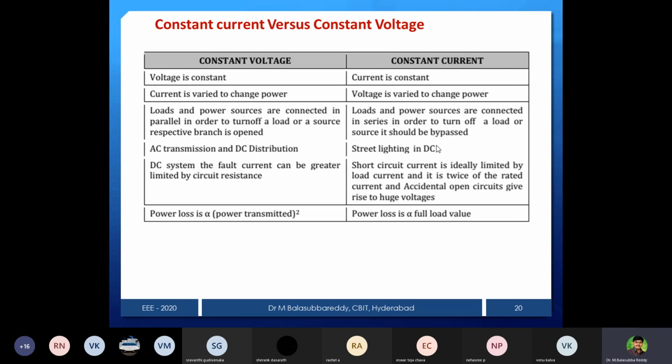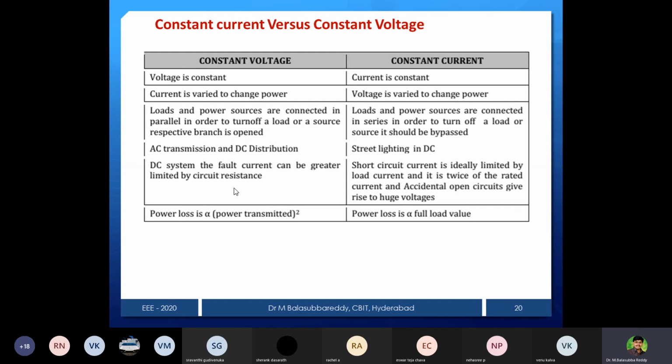This will be used for street lights on the DC side, and AC transmission and DC transmission will be used with constant voltage. In a DC system, the fault current can be greatly limited by the circuit resistance. So in a DC system, we use controller 1 and controller 2, that is, circuit resistances RC1 and RC2, which will be controlled. But here, on the constant current side, the short circuit current is ideally limited by the load current, and it is twice the rated current, and an accidental open circuit gives rise to a huge voltage.